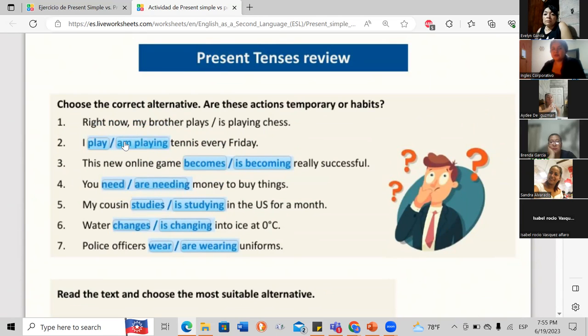Okay, number two, Sam Evelyn. I play or I'm playing tennis every day. I play tennis every day.